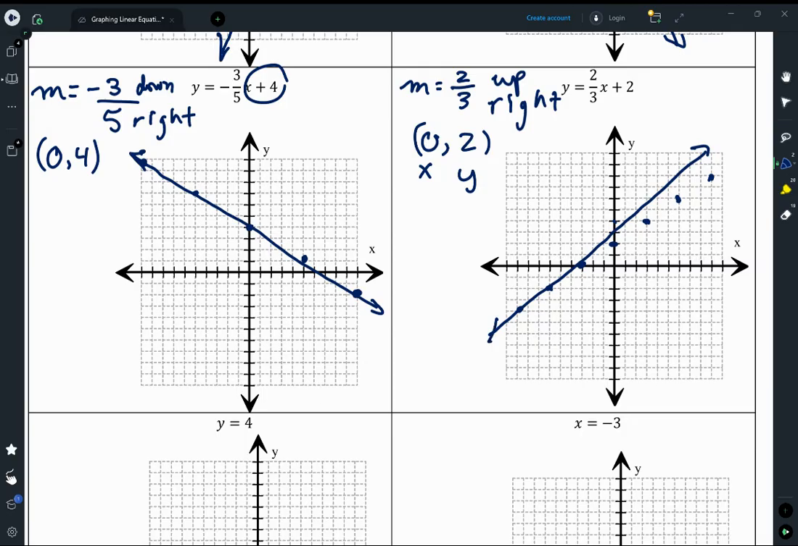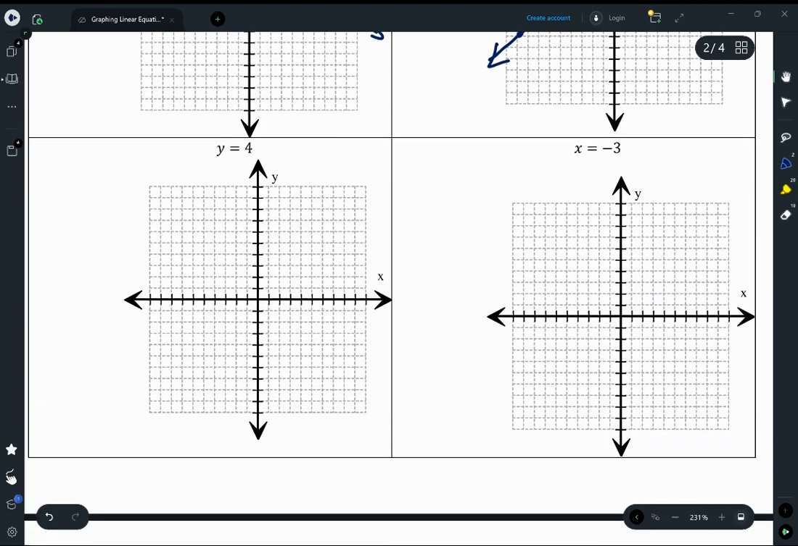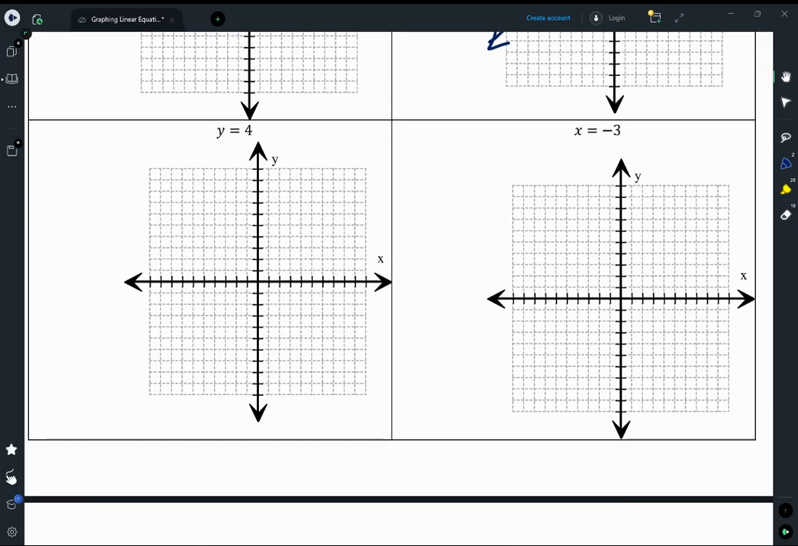All right, that one did not connect well at all. I'm going to blame it on the barking dogs in the background. All right, last two.